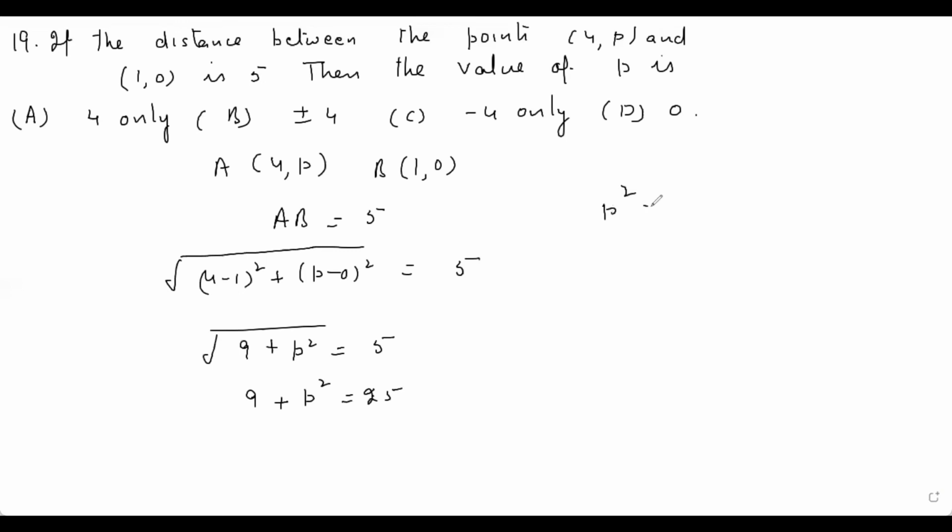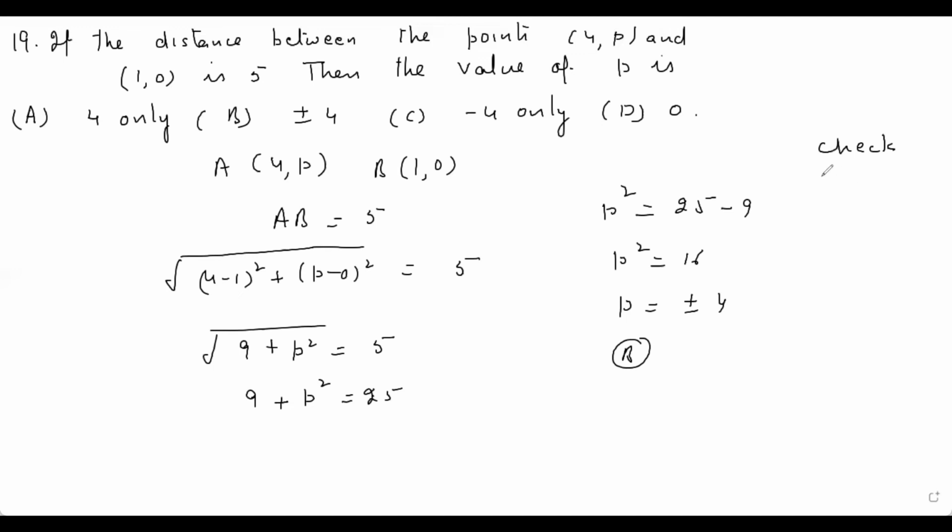p square is equal to 25 minus 9. p square is equal to 16. p is equal to plus minus 4. So B is the option. Now if I take the value of p as 4, then the distance between A and B is 5. And if I take the value of p as minus 4, again the distance between A and B will be equal to 5. So p has 2 values, plus 4 and minus 4.